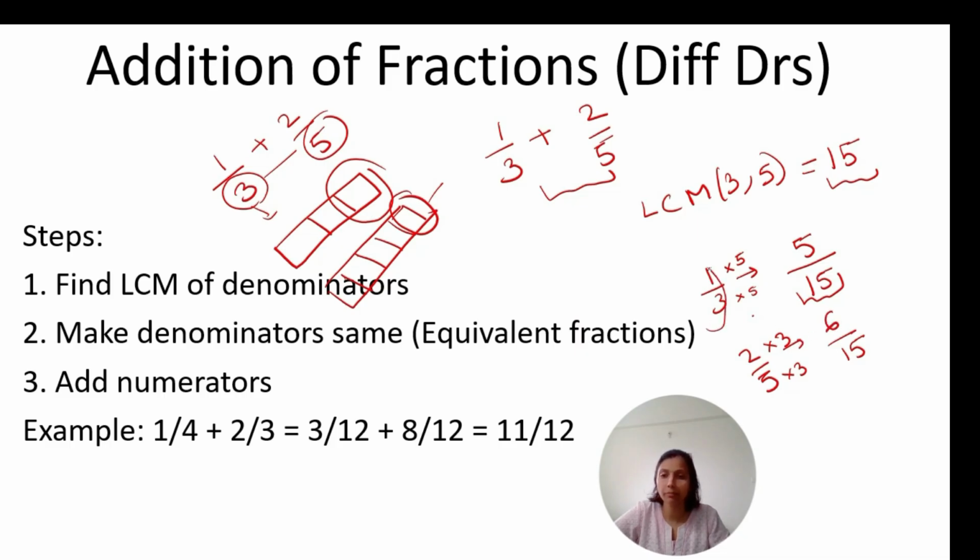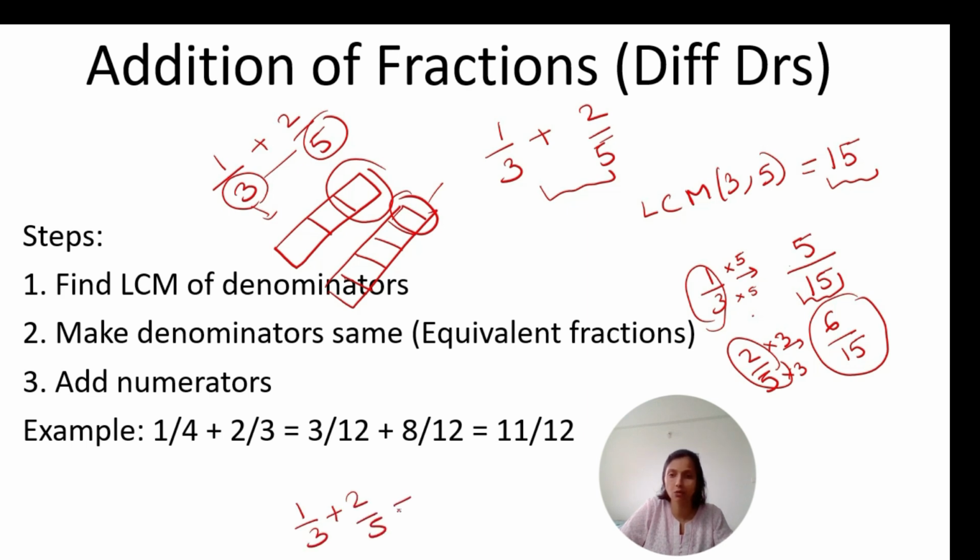So now 1 by 3 has been transformed to 5 by 15 and 2 by 5 has been transformed to 6 by 15. So 1 by 3 plus 2 by 5 is equal to 5 by 15 plus 6 by 15. Now since the denominator is the same, we can keep the denominator 15 and simply add the numerators. So 5 plus 6 is 11. 11 by 15 is my final answer.